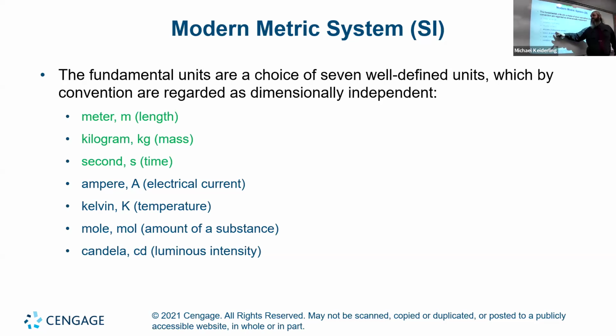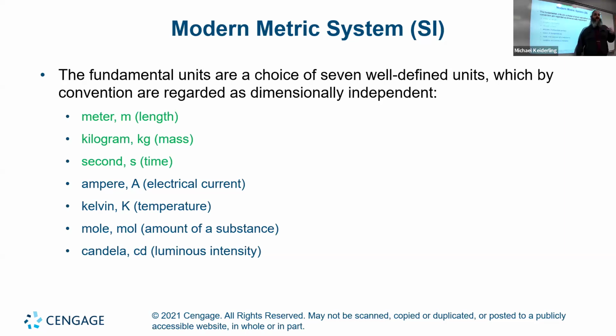For electricity, the unit for electrical current is the ampere. The reason it is the ampere and not the unit for electrical charge is because it turns out it's a lot easier to measure current than it is to measure charge. So historically, the unit for current was what was defined. The unit for temperature is the Kelvin.